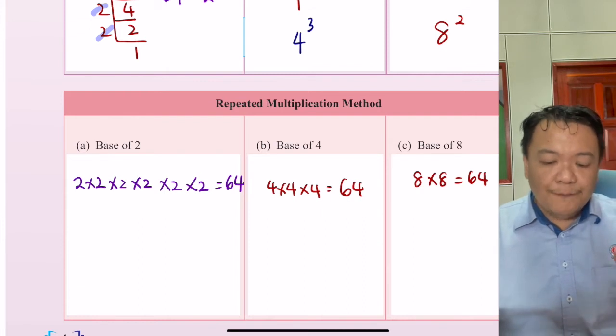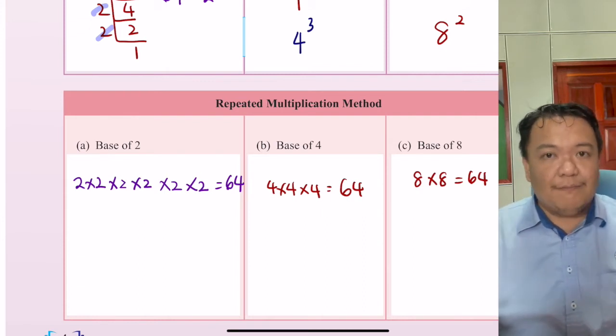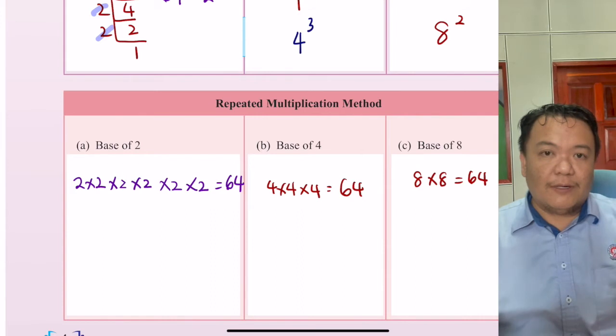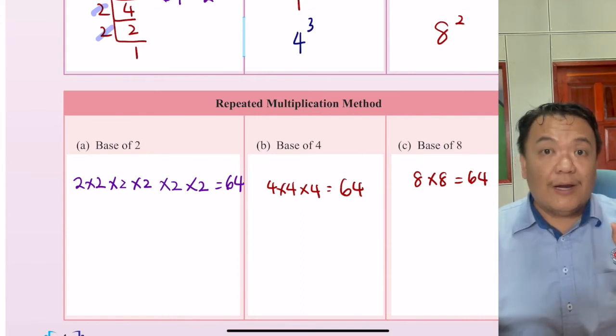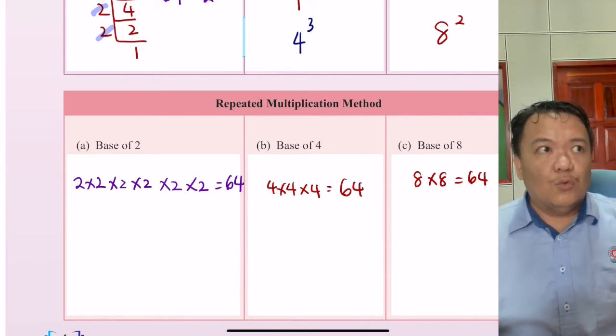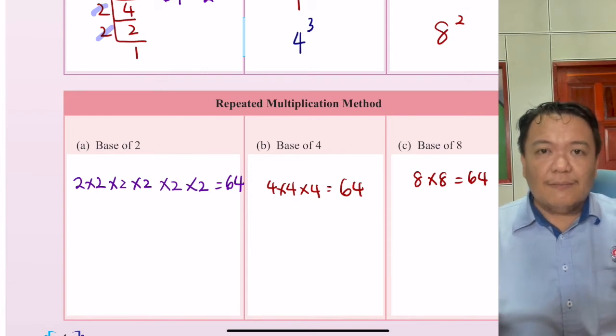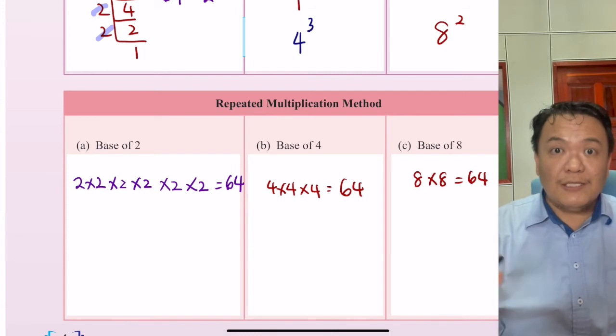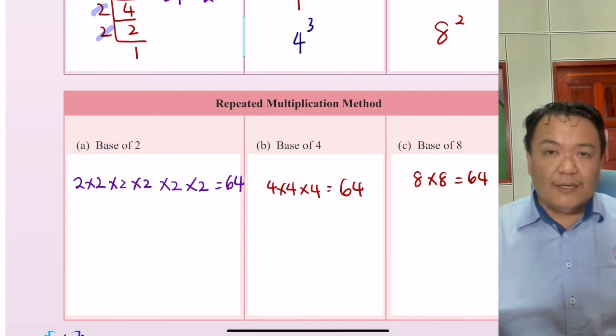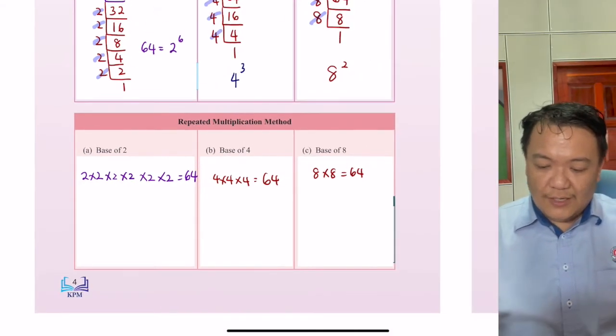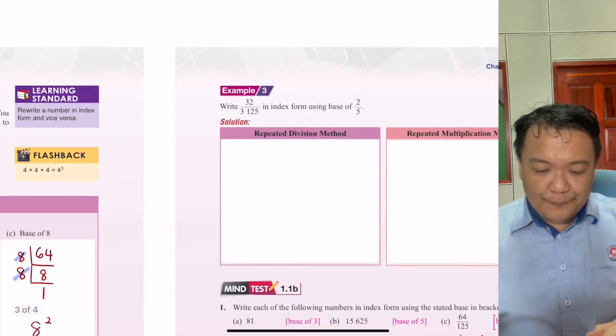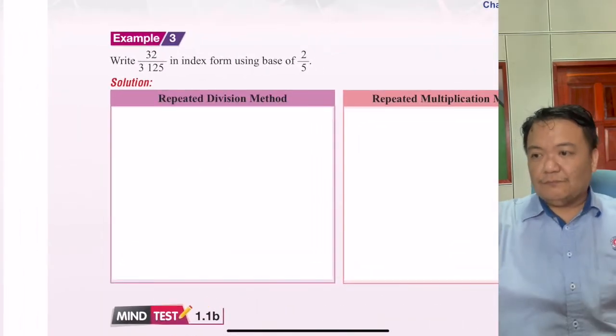But you need to repeat the same number, the same base. If you want base 2, darab 2. Jangan darab 2 darab 3 darab 4. Tak boleh, dia mesti darab nombor yang sama. 2 times 2 times 2. 2 darab 2 darab 2 sampai dapat jawapan yang awak nak tadi. Okay, boleh? So kita proceed to the next example.